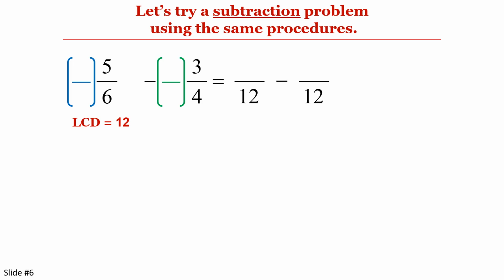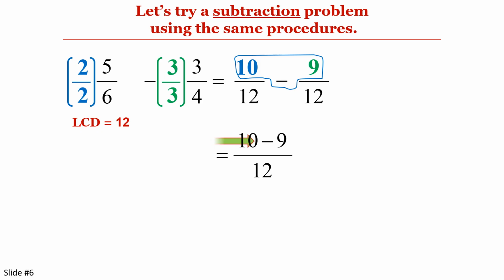So now we're going to multiply each of the original fractions by another fraction to convert. The 6 has to be multiplied by 2 to put a 2 on top, which then gives us a 10. So 5/6 becomes 10/12. What do we have to multiply the 4 by to make it 12? It's a 3. We put a 3 also on the top, and then 3 times 3 is 9. Now that we've got the fractions converted, we just do what the numerator tells us to do. And we end up with 1/12.